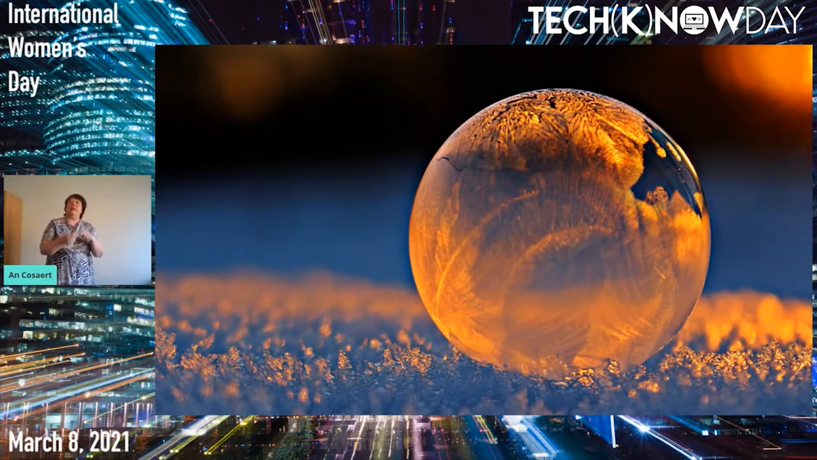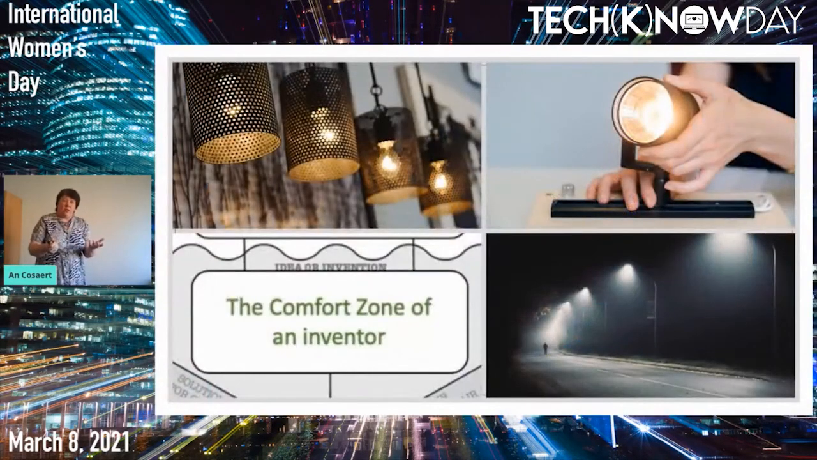Let's have a deeper look at your idea and what could be the value of your idea. So we're talking about asking questions about the comfort zone of an inventor. The questions about the comfort zone are, who's your competition? And then you will have, in this case, answers like, well, the people building lights, fixed lights, you have the flashlights, you have the street lights.